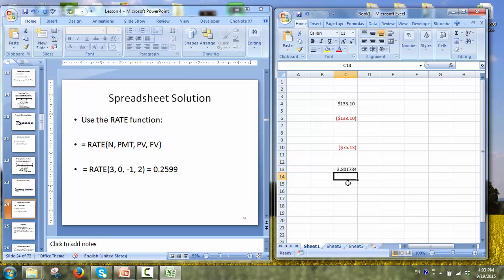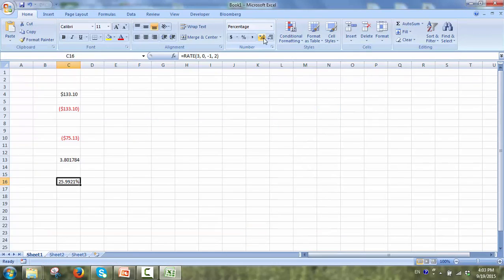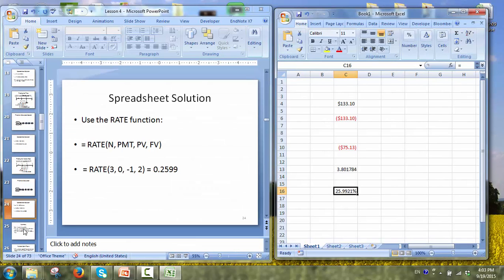With Excel, let's see, equals RATE. So RATE is the function we use to solve for the interest rate. We have 3 years, no other payment, $1 investment becoming $2. So 25.99%, or say 26%. You can, of course, try to get more decimals.